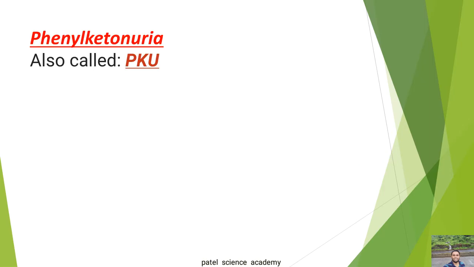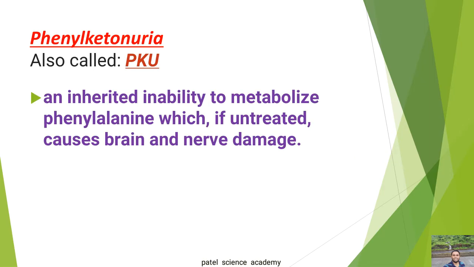What is phenylketonuria, which is also called PKU? It is an inherited inability to metabolize the phenylalanine, which if untreated causes brain and nerve damage. So that's why this is called phenylketonuria or PKU, because this is an inherited inability to metabolize the phenylalanine.